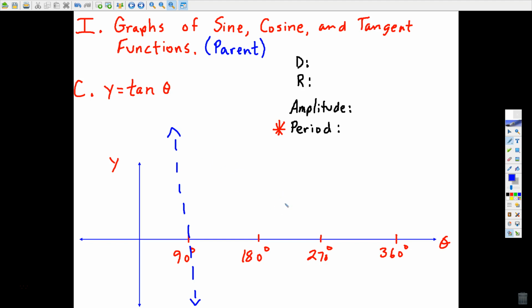And that also occurs where? 270. If you go down to the 270 degree and you do y over x, which is tangent, the x is 0, you're dividing by 0 and can't do it. Okay, well for these others, like tangent 0 degrees, what's that? 0. And what's tangent 180? 0. And all the way around, tangent 360, still 0.